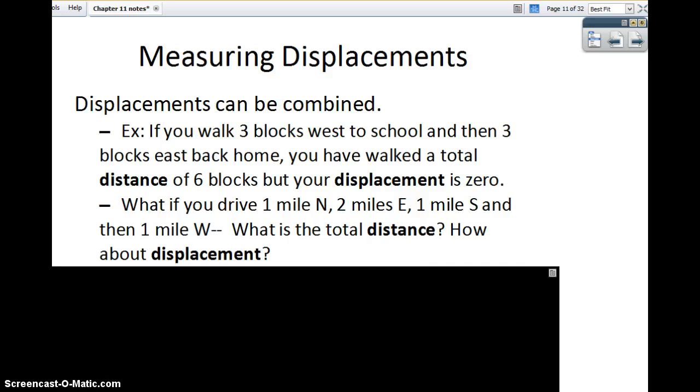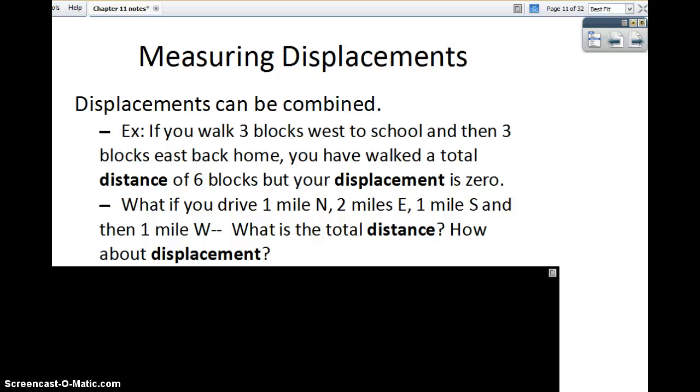The biggest thing is displacements can be combined. So if you walk 3 blocks west to school and then 3 blocks east back home, you've walked a total distance of 6 blocks. So distance, you just add everything together. But your displacement is 0 because you end up back where you started. The west and the east cancel each other out, whereas distance, you just add everything together.